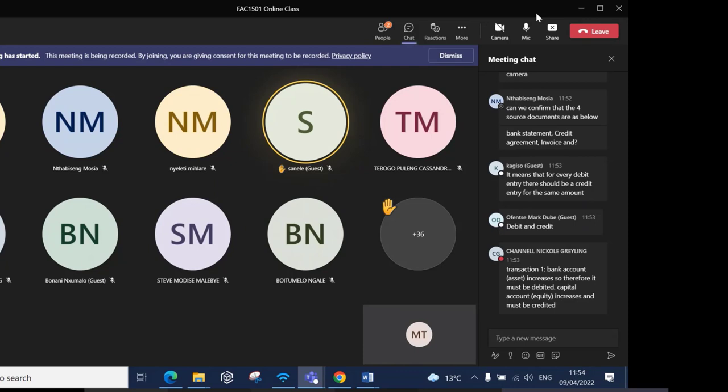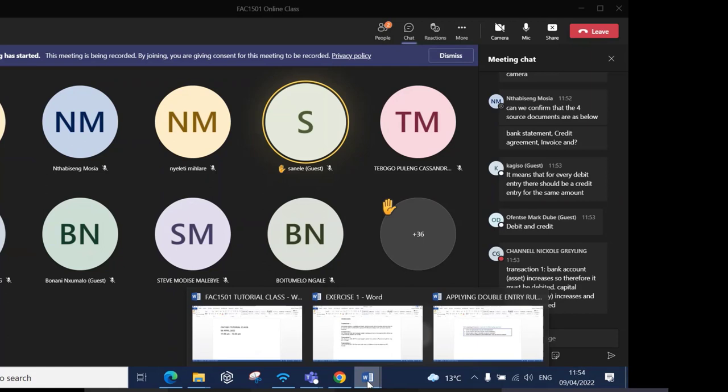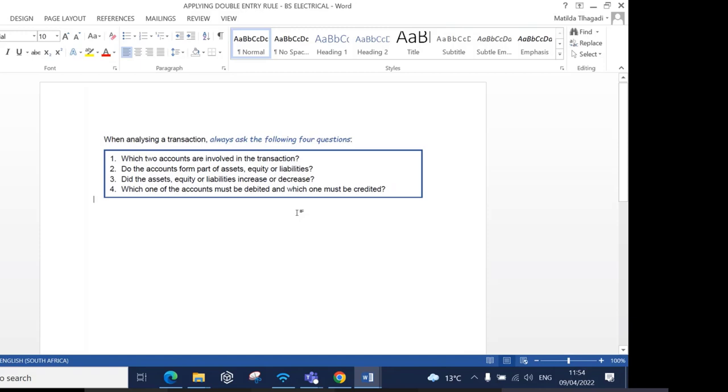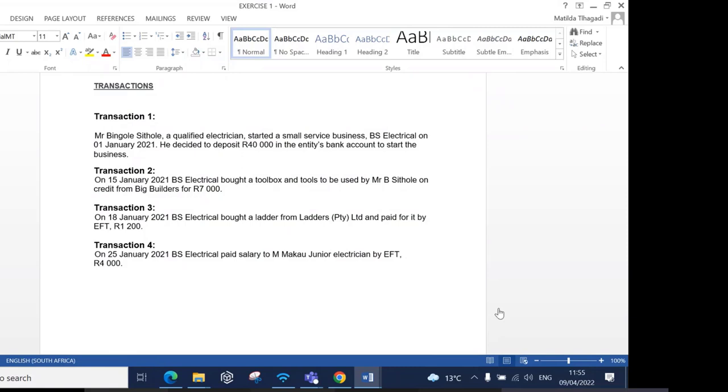So I'm going to share the same exercise, but on that same exercise, I want us to apply these four points on the transaction. So basically, we are applying the double entry principle, but applying these four questions. I've shared transaction number one, but I'm going to write the first question on the double entry principle on the sheet.